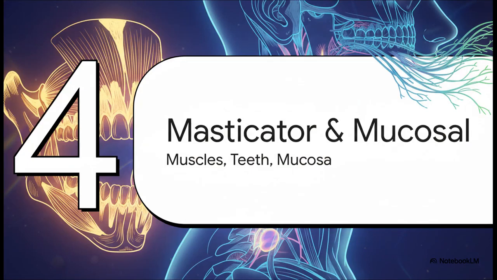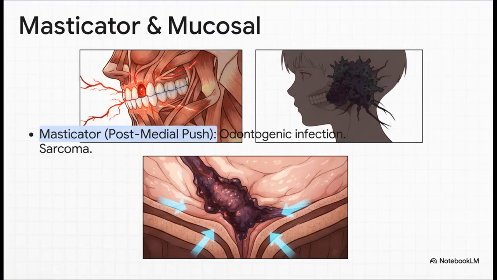All right, let's knock out the last two displacement patterns real quick. A posterior medial push points you to the masticator space. That's home to all our chewing muscles. And a lateral push points to the superficial mucosal space, which lines our pharynx. So, you see a masticator space mass in an adult? Most of the time, it's going to be an odontogenic infection. So, what do you do? You always check the teeth and the mandible first. Now, in a kid, you have to worry more about aggressive sarcomas. And for the mucosal space, the pathology is almost always squamous cell cancer that's spreading from the pharynx or larynx.